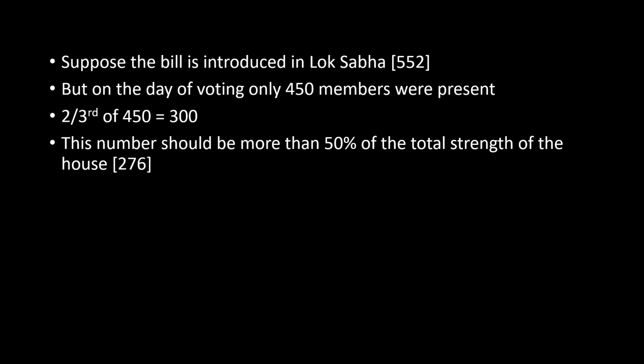Then as usual, the bill will go to Rajya Sabha. Over there, the same procedure will be followed. It should be passed by 2/3 members present and voting in Rajya Sabha. Right? This is called special majority. If it is passed by both the houses of the Parliament, then finally the bill goes to the President for his assent. After his assent, the bill will be considered as amended. So this is called special majority.